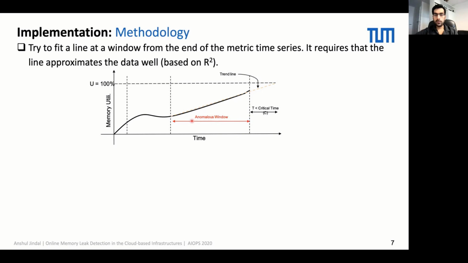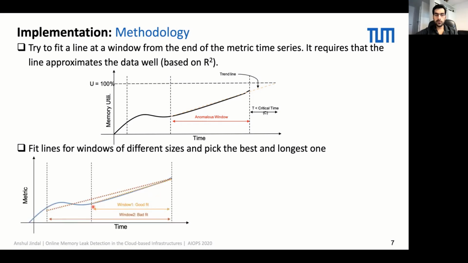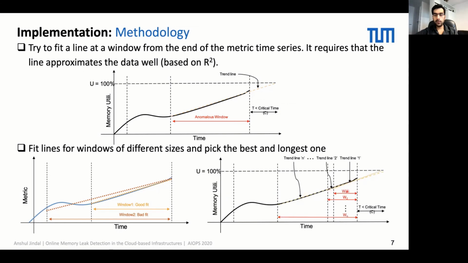So this is the basic part. There are some other things as well: if you have to fit lines for different window sizes, we pick the best and the longest one, as you can see in this diagram. There are change points and two lines fitted on top, and we pick the good fit, which is based on our R-square score. This one is not a good fit, so we discard it. Over here it's two, but this can be extended to multiple windows and trend lines.